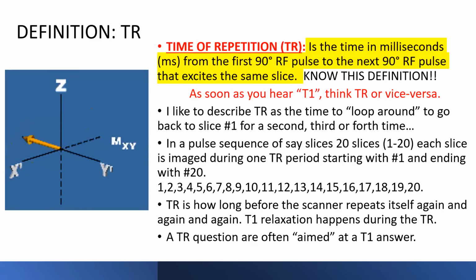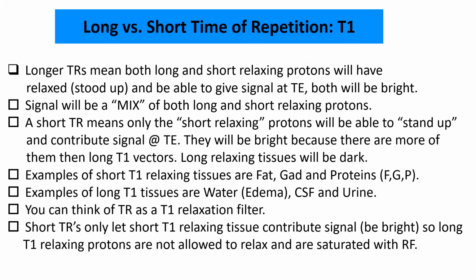So if you see a TR question, it's often aimed at a T1 answer. Okay, so long TRs versus short TRs. A long TR is going to mean that both long and short relaxing tissue, for example, CSF or edema, have been knocked down and you've let them stand up, and they will be able to give you signal at TE. So for example, in a proton density, with a long TR and a short TE, they're both going to be able to give you signal.